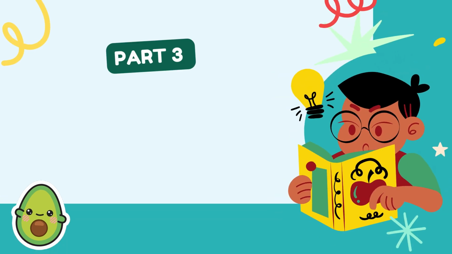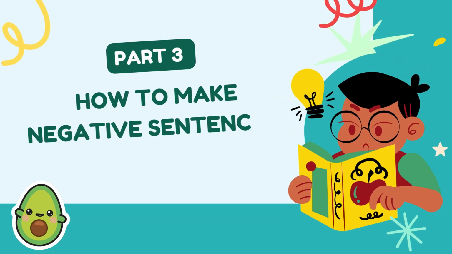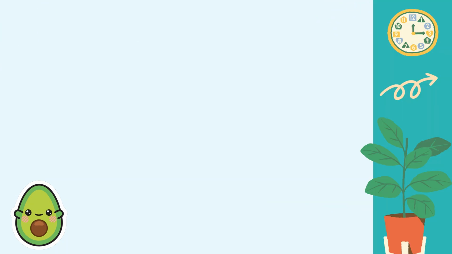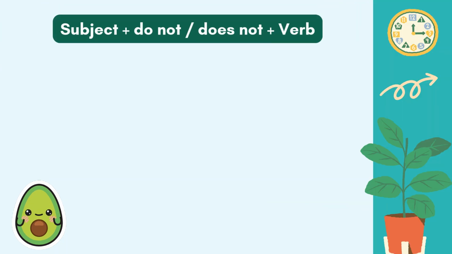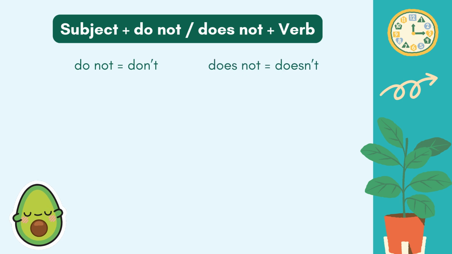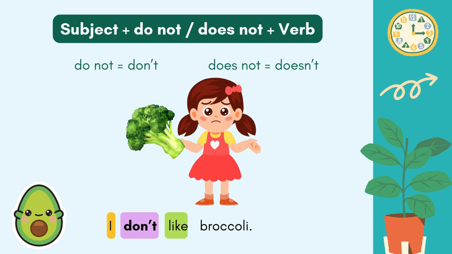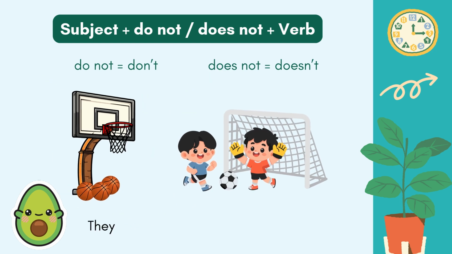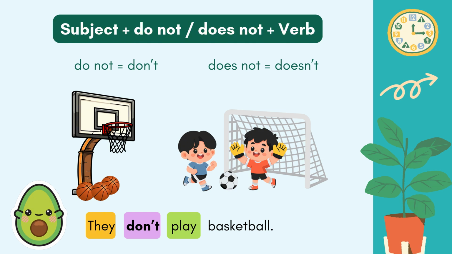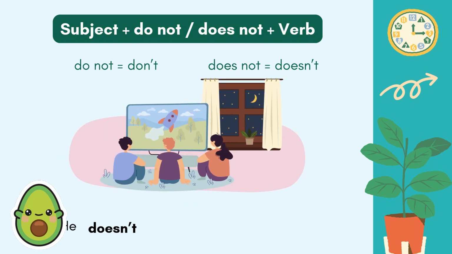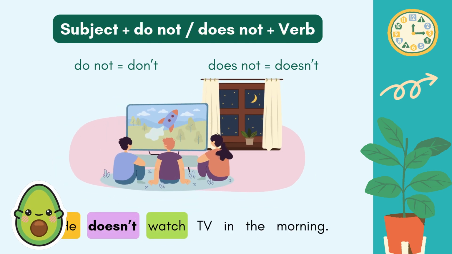Part 3. How to make negative sentences. To make a negative sentence, start with the subject, add do not or does not, and then add the base form of the verb. Examples: I don't like broccoli. They don't play basketball. He doesn't watch TV in the morning.